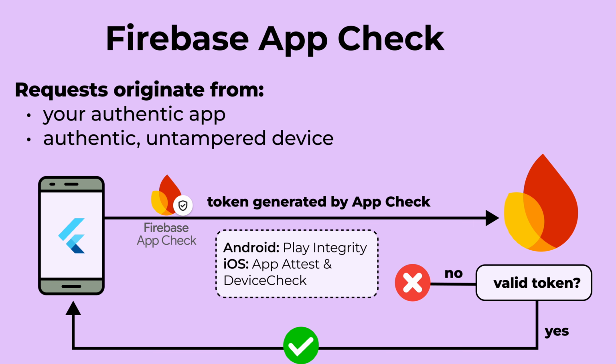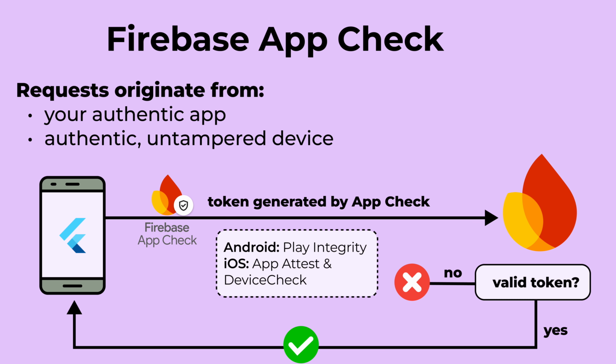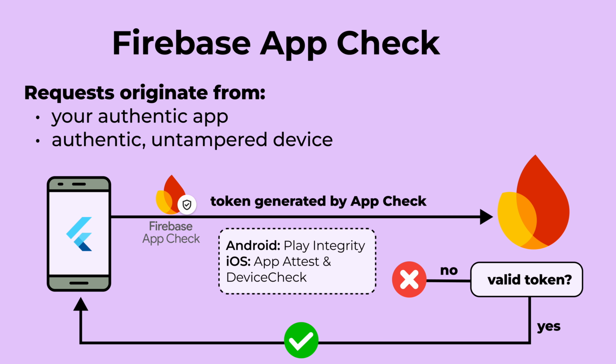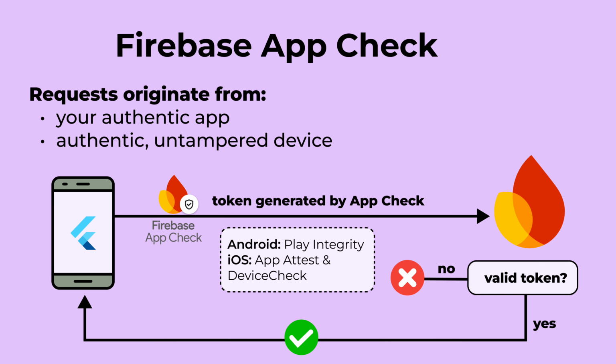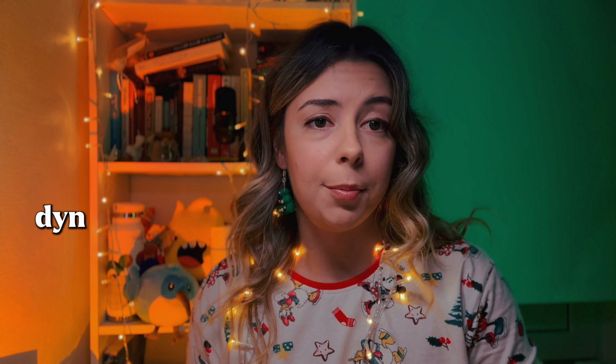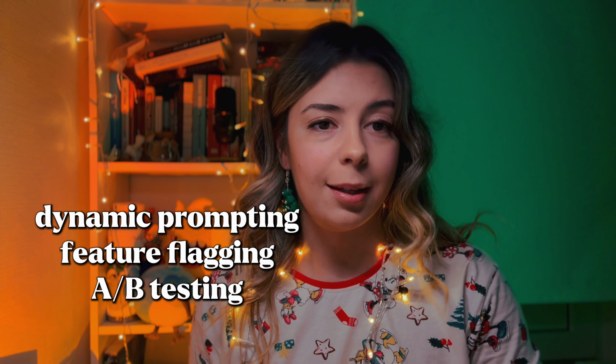And Firebase App Check is another service that uses app or device attestation to validate requests coming from your application to your Firebase services. And in my top 3 of Firebase services would be Firebase Remote Config. I'd say just for the utility of it because I use it extensively for dynamic prompting, feature flagging, A/B testing, and yeah, it's just super useful and very convenient. Now let's move on to the next service.